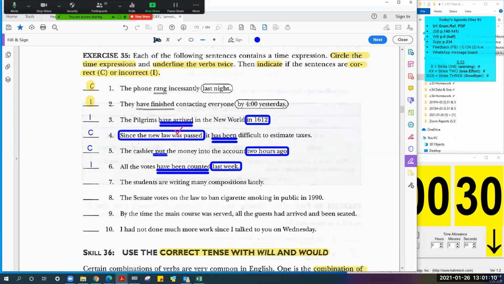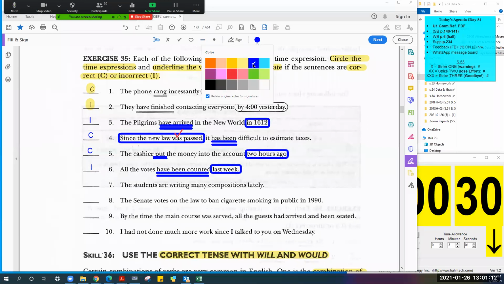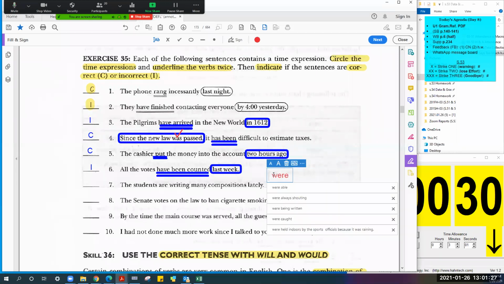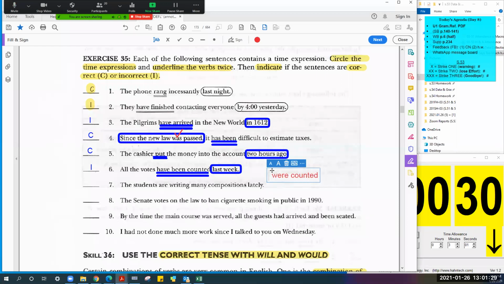How do I fix that one? All the votes. Was counted. Was. Or no, you're right. What were, because votes is plural, right? Votes is plural. So it should be were counted. There you go. This is past simple. Were counted. You understand? Okay. Number 8.